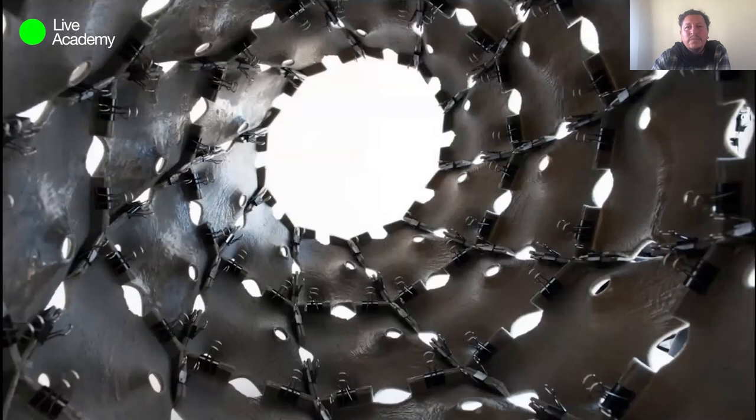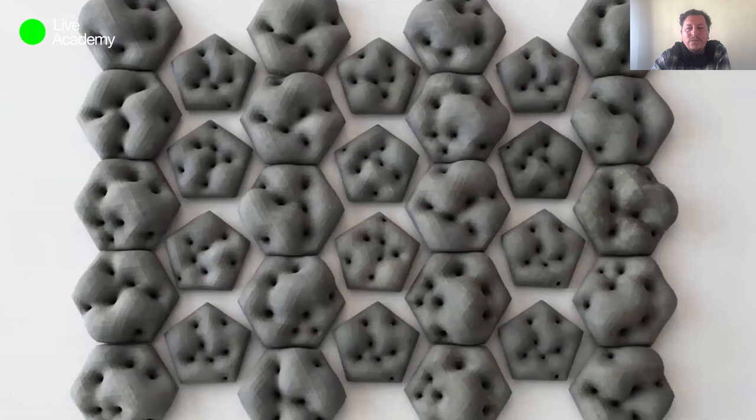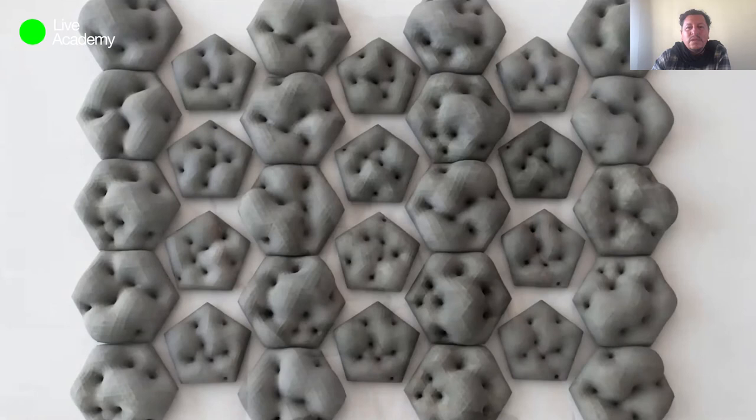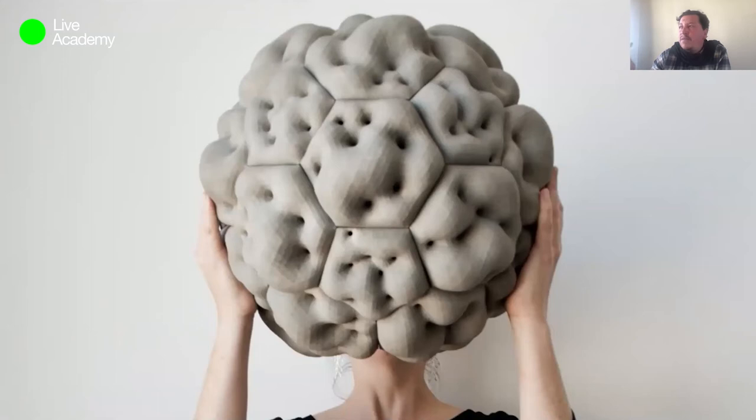Working again with the architect Andrew Kudless, we produced a series of components for some of his projects, this one called the P-Ball, I think. So demonstrating this idea that you can print a number of complex components without using any molding and put them together quite quickly.